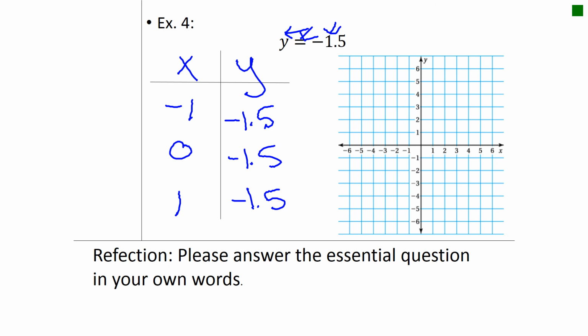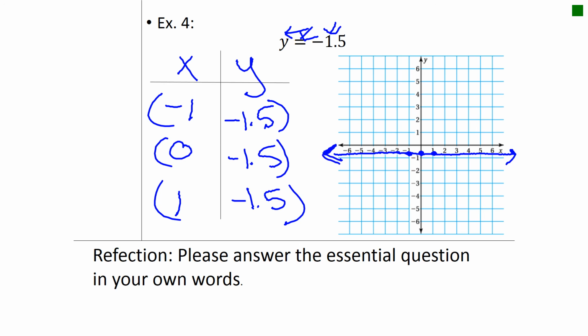So step 3, graph your ordered pairs. Here's your ordered pairs. So -1, going to estimate where -1.5 is. 0, going to estimate where -1.5 is. 1, going to estimate where -1.5 is. This is that horizontal line that has that slope 0 because it doesn't rise any. It has nothing but run, but no rise.